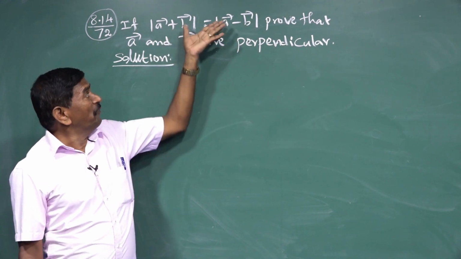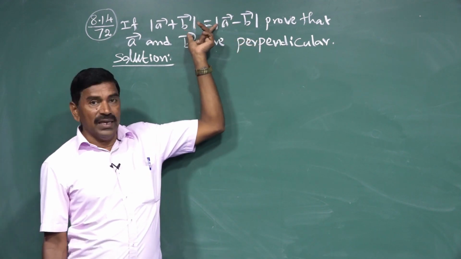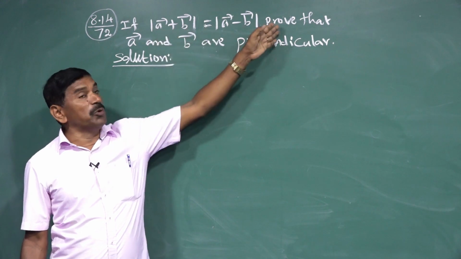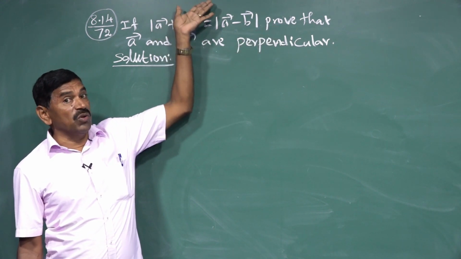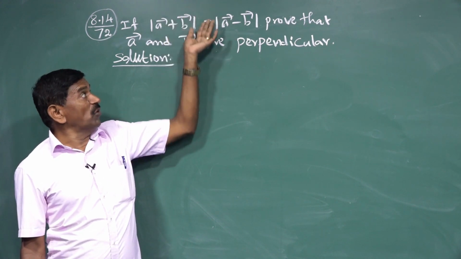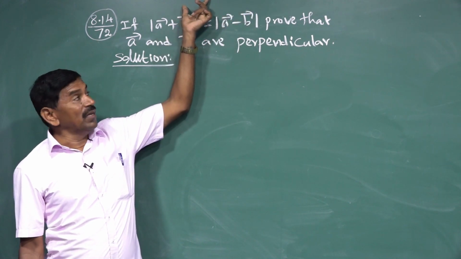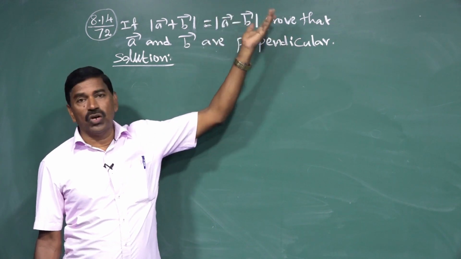First, listen, in the question paper itself we can prepare. Take the given condition. Now, for our convenience, squaring on both sides. Then modulus the whole square is nothing but the bracket the whole square. Left hand side is A plus B the whole square, right hand side is A minus B the whole square. Then expand, you are going to get the answer.